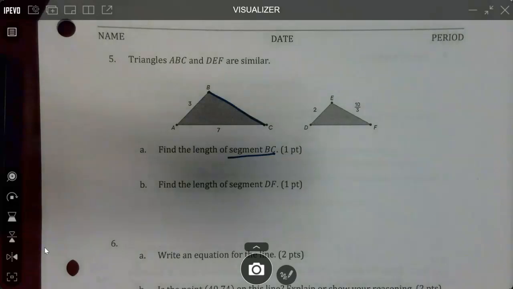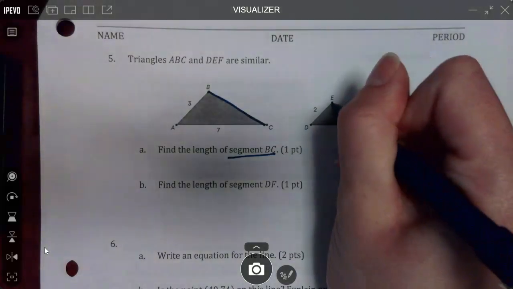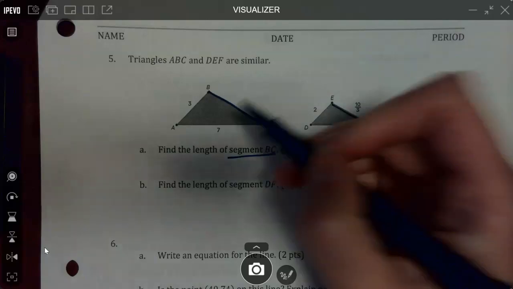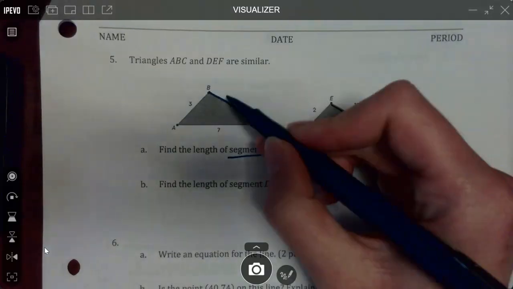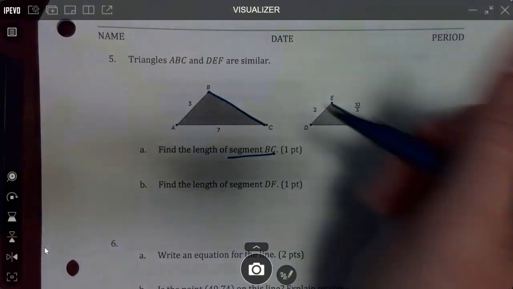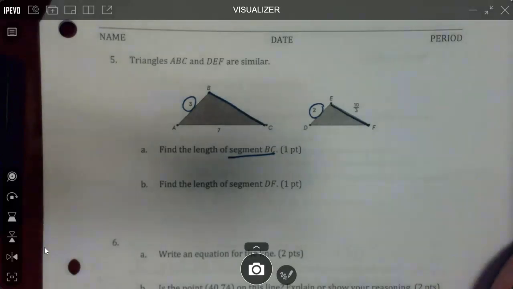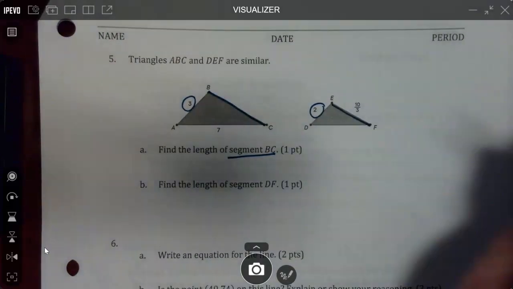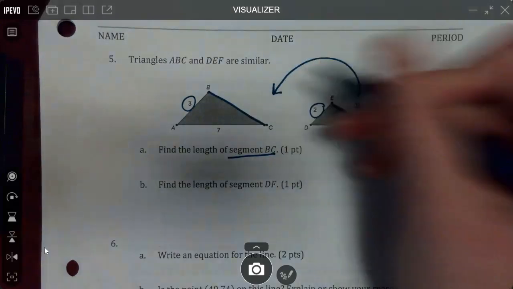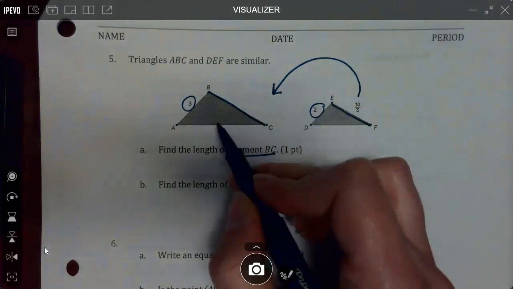Well, I need to then figure out what is the corresponding side on the other figure. EF is my corresponding side. So should I go from unknown to known or known to unknown? Well, I need to find two sides that work together, 3 and 2. They both have a value, so I can use those to find my scale factor. And then I need to go from here to here, what I know to what I don't know. So that means I'm going from smaller to bigger.